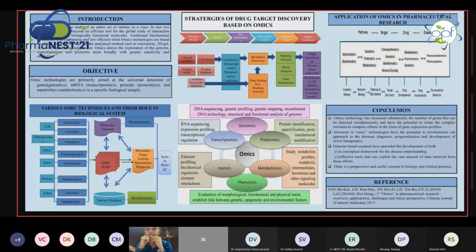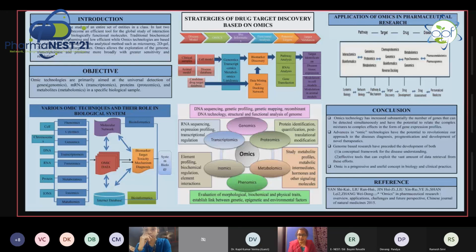And the second one is effective tools that can exploit the vast amount of data retrieved from those efforts. And the last one is that omic is a progressive and useful concept in the biological and the clinical practice. And here I would like to conclude my poster.